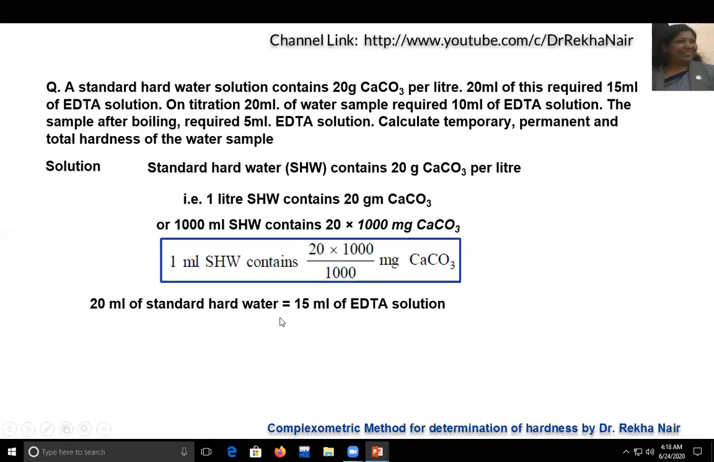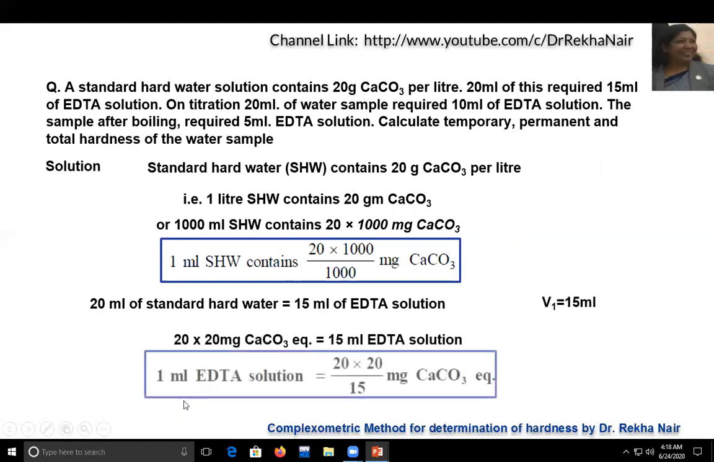So the first titration was what? 20 ml of standard hard water requires 15 ml of EDTA solution. This is the first titration. So we can replace this: 1 ml of EDTA solution is equal to 20 multiplied by 20 divided by 15 milligram of calcium carbonate equivalent, and we can proceed with the same calculation as in the previous examples. That is for V2, and for V3 we can do the detailed calculations also.